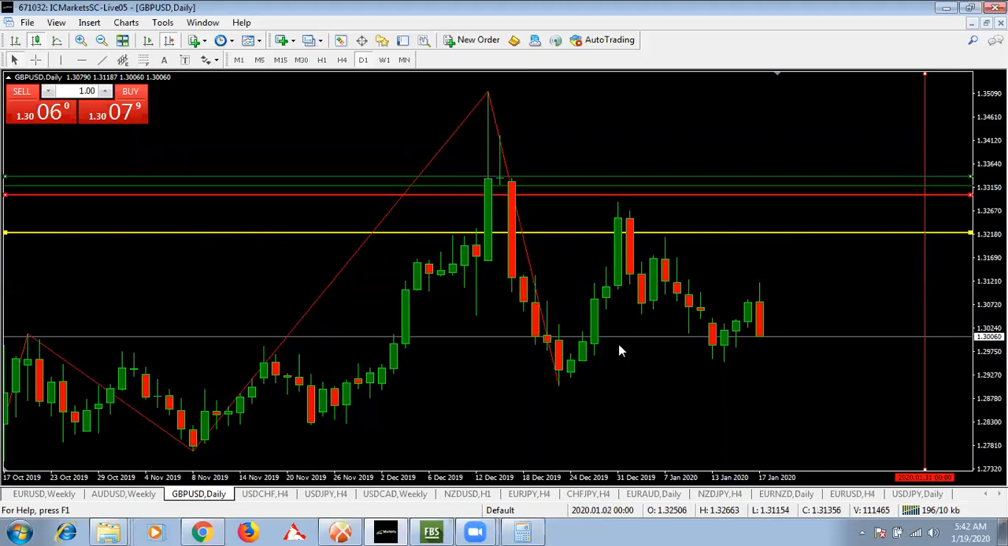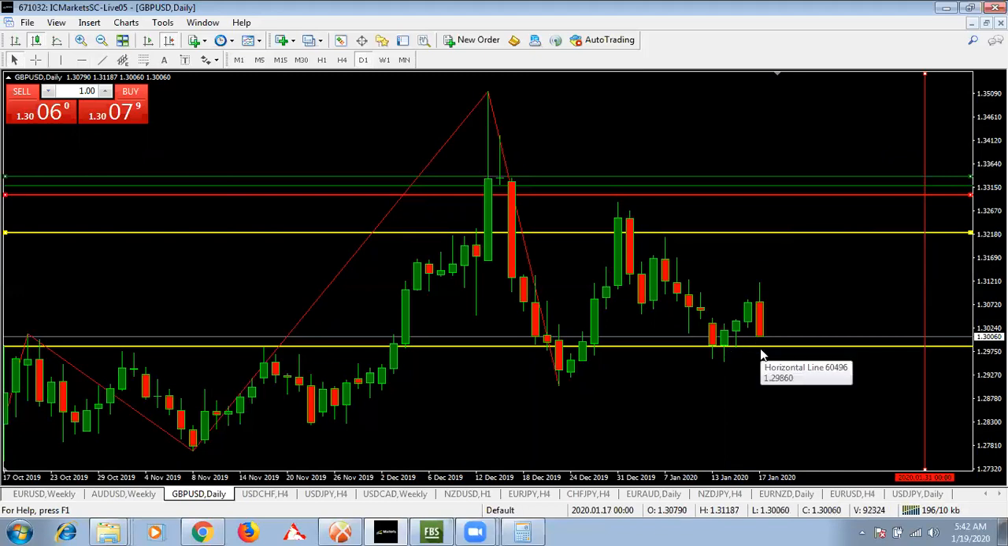So another thing you need to look out for before you take a sell trade: you have a support here. You wait for the market to break this support level before you take a sell trade. I also want you to look at something on the daily time frame concerning support and resistance. I think we'll look at that tomorrow.